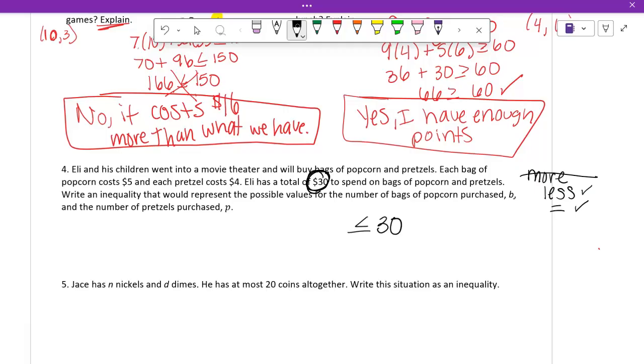Number of bags of popcorn purchased, B. So popcorn is $5. That's going to be 5B. And pretzels cost $4, 4P. The only thing I need to think about is what operation. If I buy 1 bag of popcorn and 1 pretzel, $5 and $4, I spend a total of $9. I need to add those together.